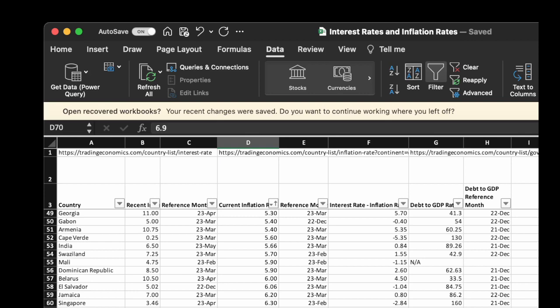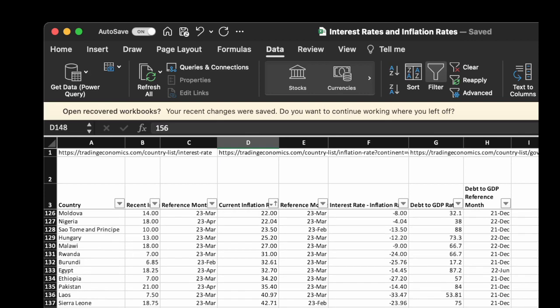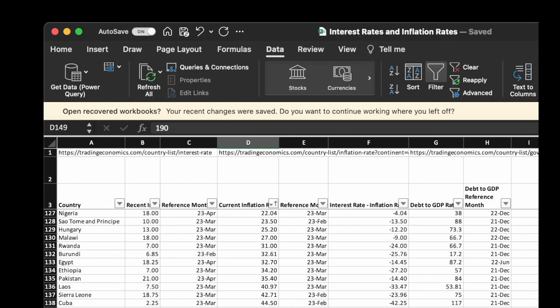Okay, now let's scroll all the way to the bottom. And again, these countries highlighted in maroon were outliers. So, we have Argentina at 104% for the inflation, Venezuela at 156, and then Lebanon at 190. So that's where the inflation was the highest.